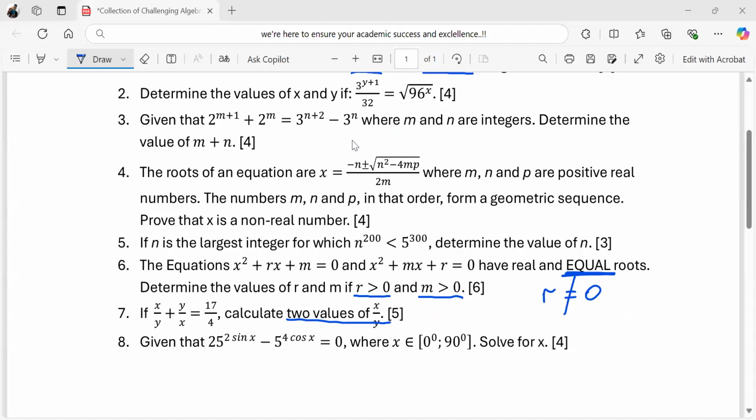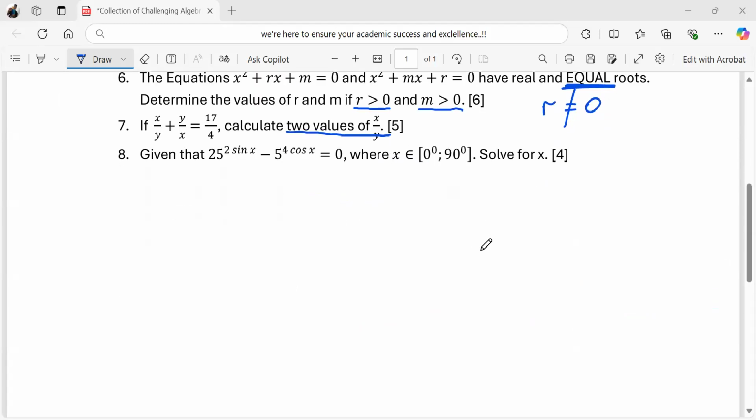So now it's time to look at the last question. And to be quite honest with you, it's always a joy to a learner seeing a teacher doing the last question because it means they can rest at long last. Now, this one says to us, it is given that 25 to the power 2 sine x minus 5 to the power 4 cosine x is equal to 0, where x is less or equal to 90 degrees, but greater or equal to 0. And they say, please find the value of x. And this is for 4 marks.